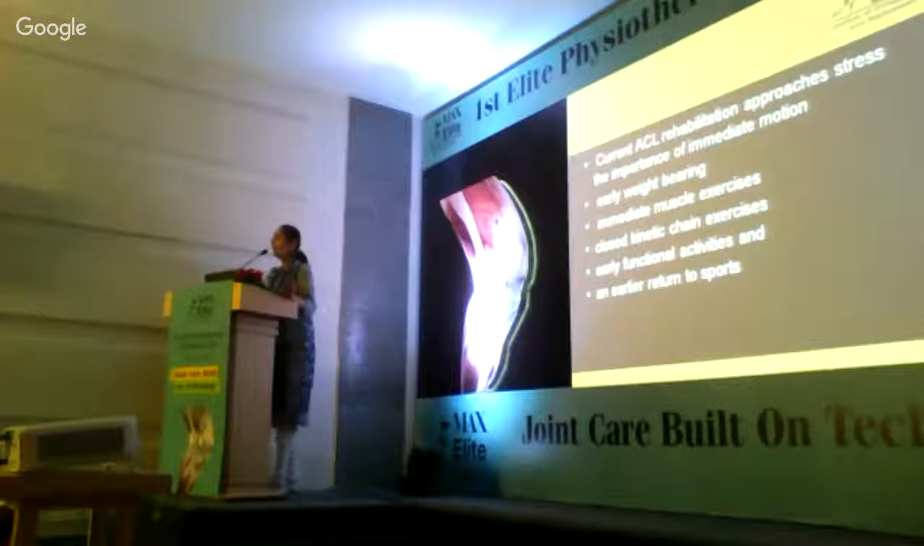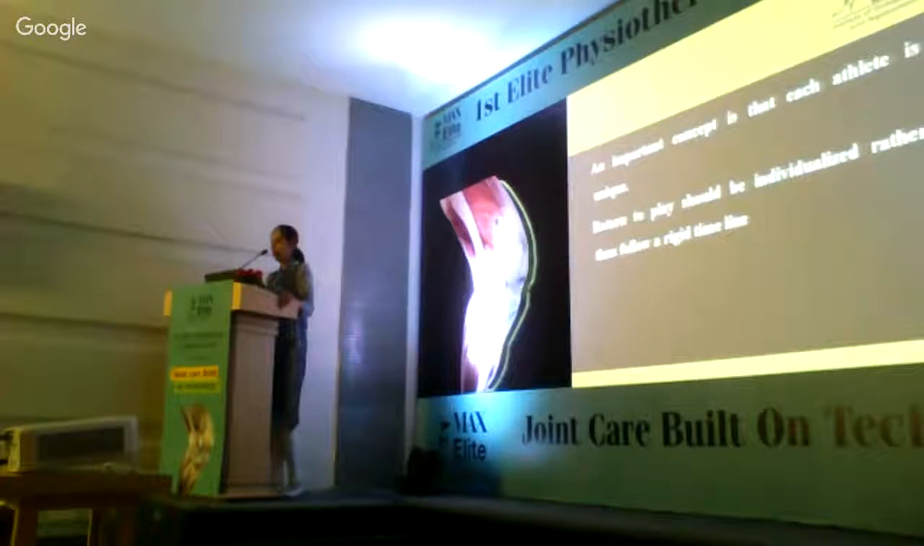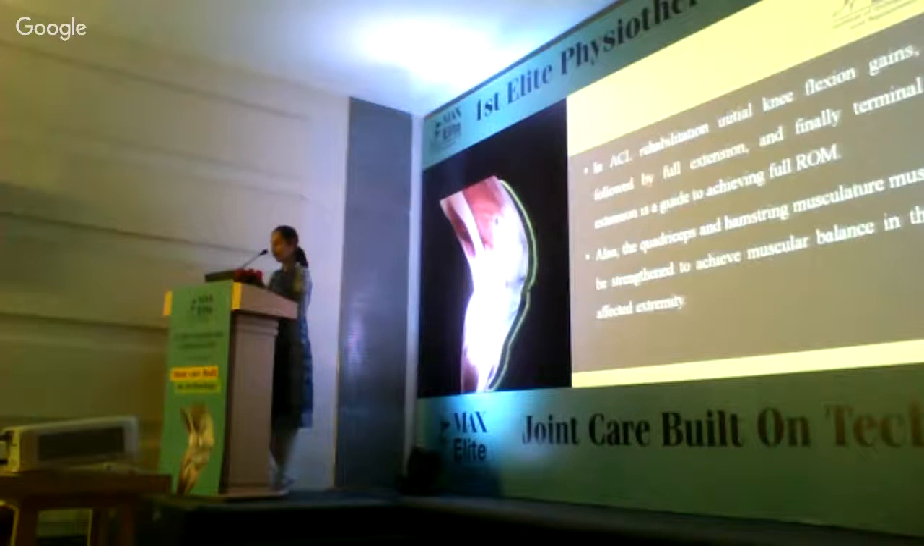Now this is what the recent research says, the current ACL rehabilitation approach. Knee flexion gains should be immediate, and closed kinetic chain exercises should be started with early functional activities and earlier return to sports. This is the current ACL rehabilitation approach. Again, the same concept: every individual will vary, so recovery will vary accordingly. Return to play should be individualized rather than rigid, because it depends.